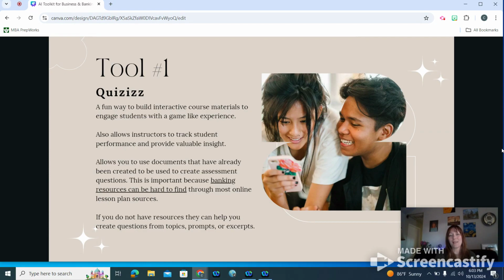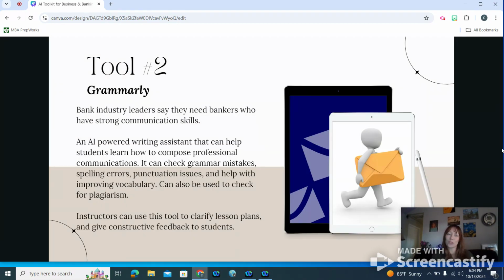The first tool that I like to use in the classroom would be quizzes. It's a fun way to build interactive course materials to engage students with a game-like experience. It'll also allow instructors to track student performance and provide valuable insight. It will also allow us as instructors to use documents that we've already created to create assessments within the program. So this is really important for topics like banking, which can be hard to find resources online. Now, if you don't have any resources, they can also help you to create questions from other topics, prompts, and experts. So tool number 2 would be Grammarly.